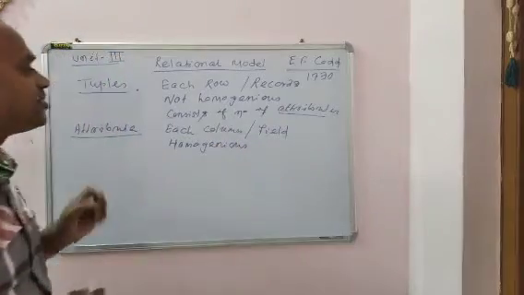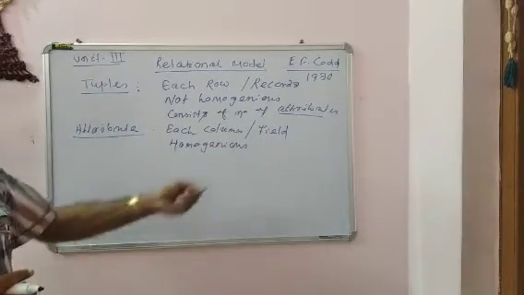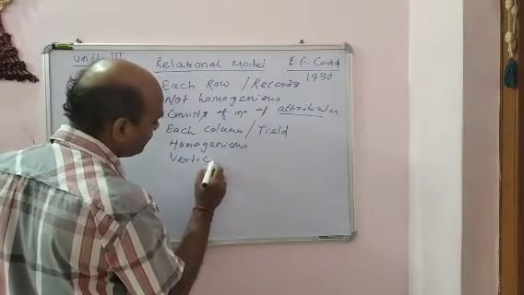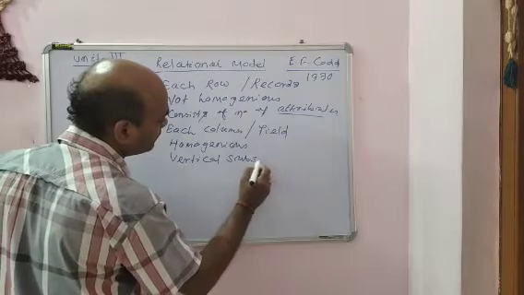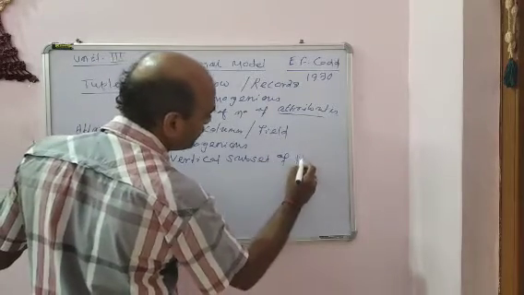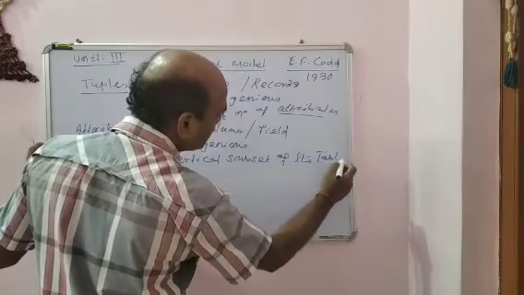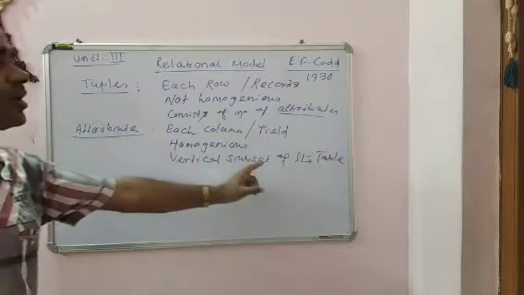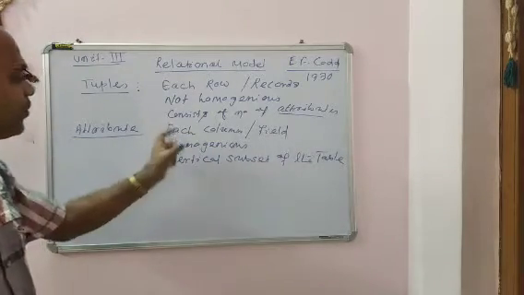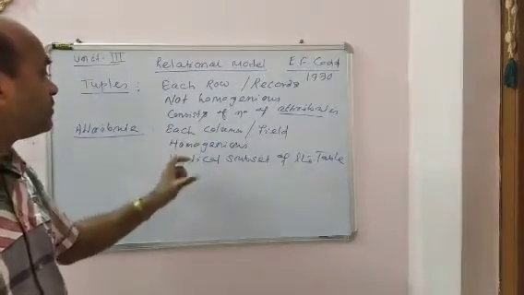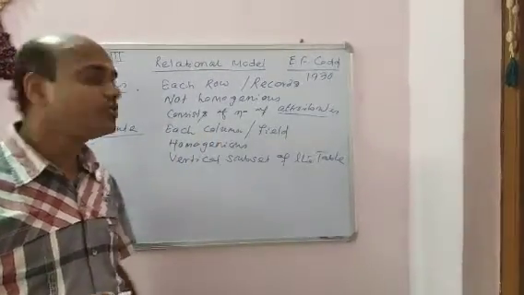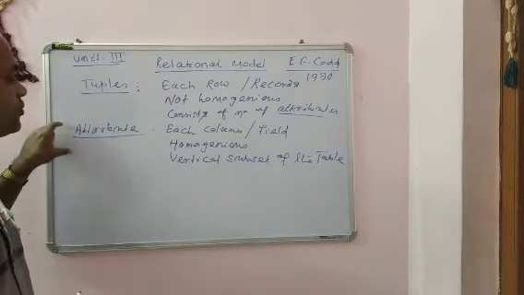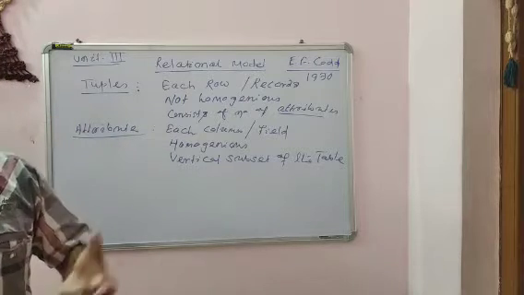That is the vertical subset of the table, the vertical subset of the database table. So a tuple is the horizontal subset of the table, and an attribute is the vertical subset of the table. Each column or field contains homogeneous values, and that is the attribute. So this attribute contains the real values.